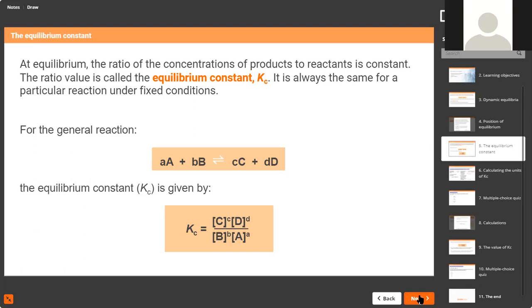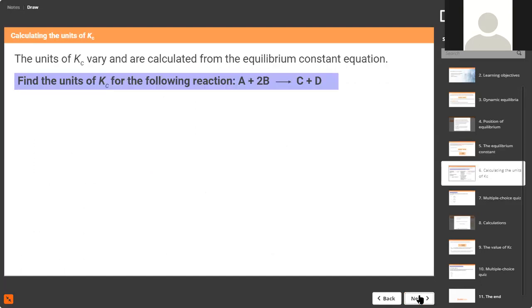They are a little bit strange, and I'm going to do some example questions and show you the answers that we typically expect students to come up with, and they're not always necessarily right. So the units of the equilibrium constant actually vary, and we calculate them from the equilibrium constant equation.